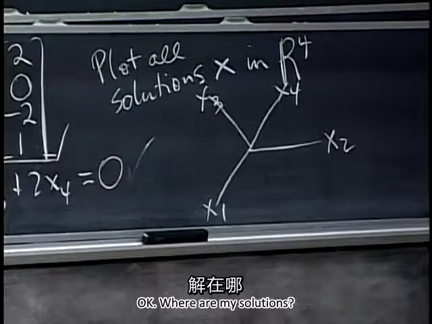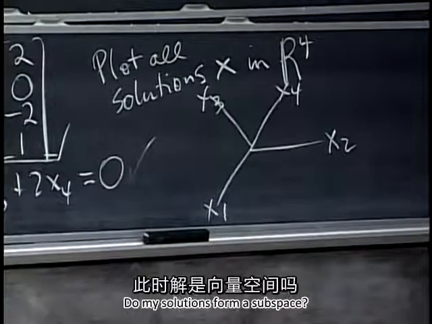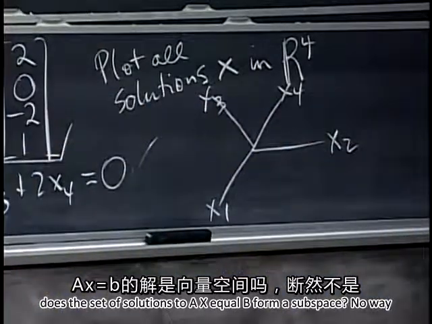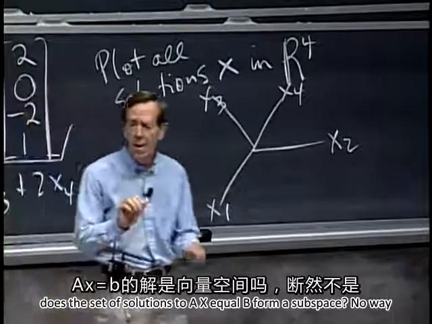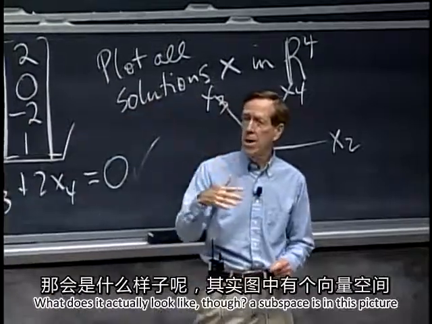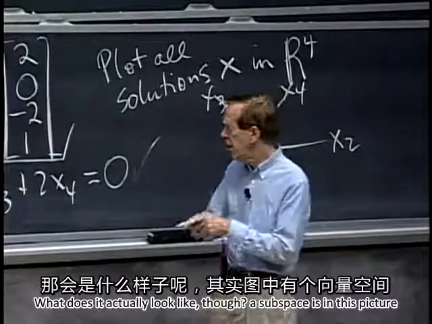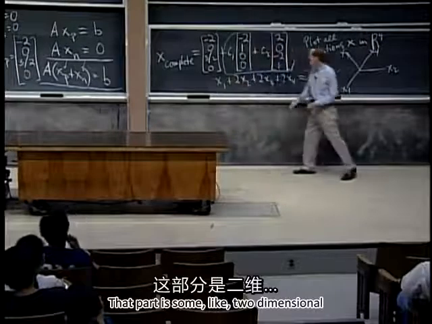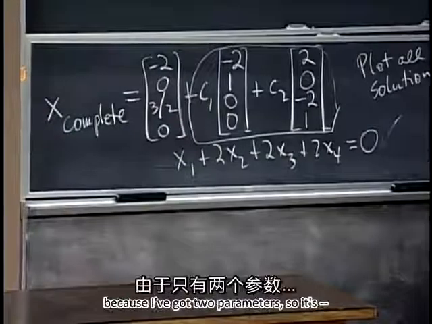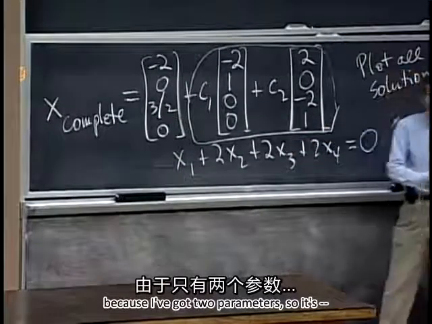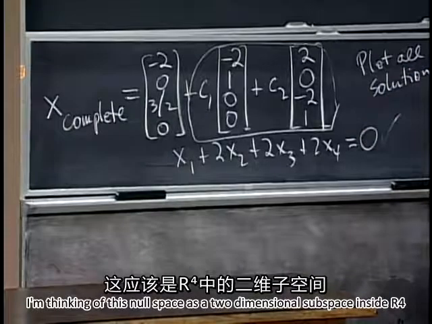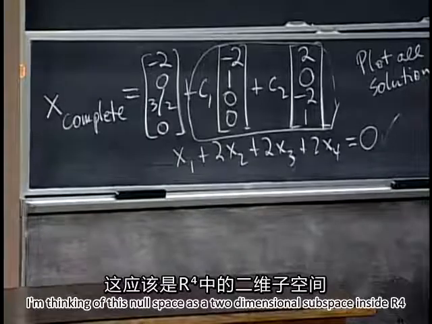Okay. Where are my solutions? Do my solutions form a subspace? Does the set of solutions to Ax equal b form a subspace? No way. What does it actually look like, though? A subspace is in this picture. This part is a subspace, right? That part is 2-dimensional, because I've got 2 parameters. So I'm thinking of this null space as a 2-dimensional subspace inside R4.